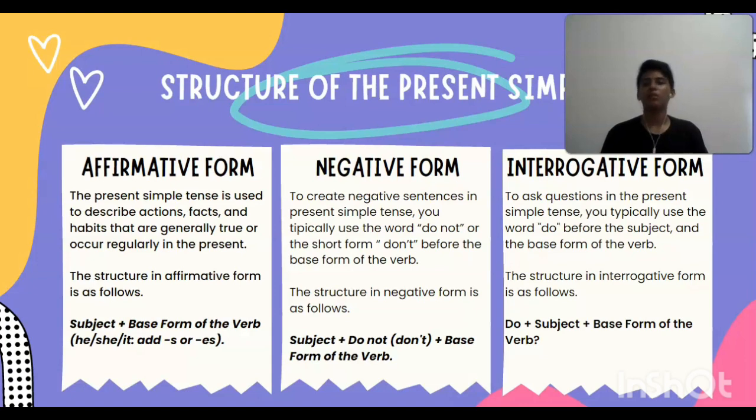Y para la forma interrogativa tenemos: to ask questions in the present simple tense, you typically use the word do before the subject and the base form of the verb.